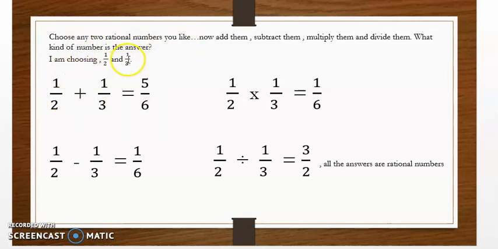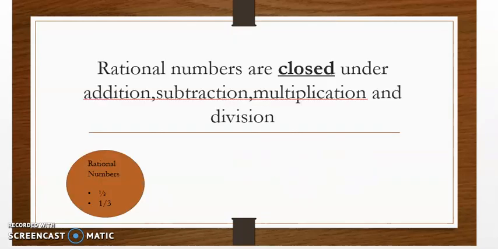Here I have chosen 1 by 2 and 1 by 3. 1 by 2 plus 1 by 3 will be 5 by 6. It is a rational number, it is in p by q form. The difference is 1 by 6, also in p by q form. The product is 1 by 6, again in p by q form. And the quotient is 3 by 2, which is again in p by q form. So whenever you add, subtract, multiply or divide any two rational numbers, the answer is again a rational number.